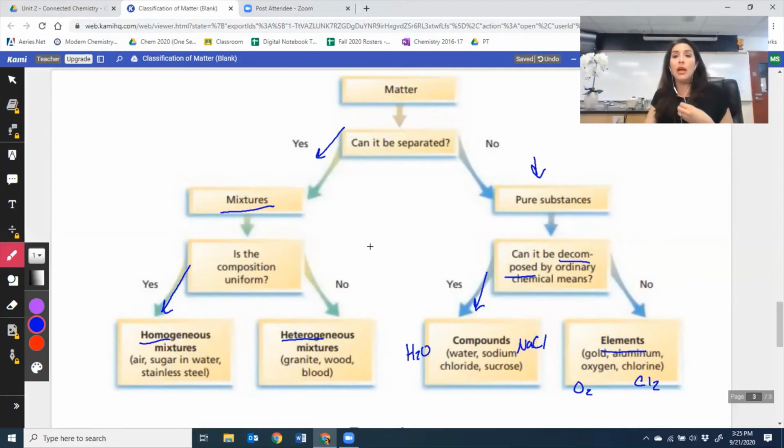So when you are deciding between compounds and elements, take a look at how many different types of atoms are in that chemical formula. If you have one type of atom, it's going to be an element. If you have a couple different types of atoms, you're going to be talking about a compound. So next, I would like to take you in my lab and show you a few examples of different mixtures, elements, pure substances, and compounds. So I'll see you there.